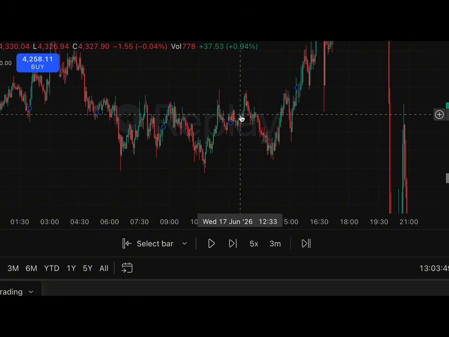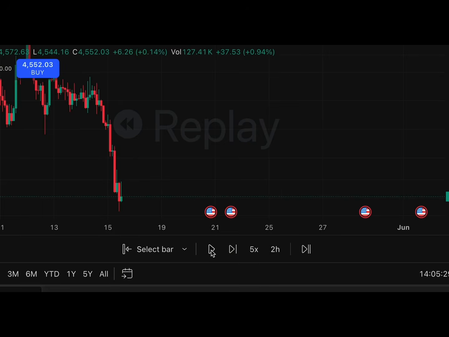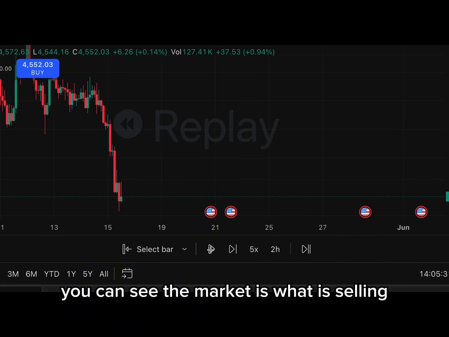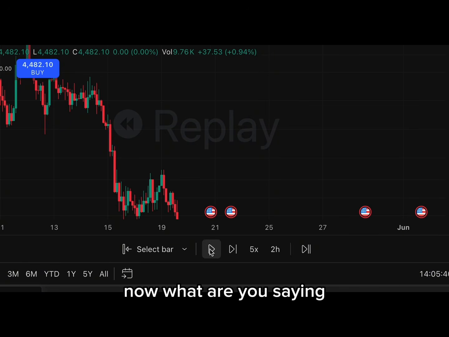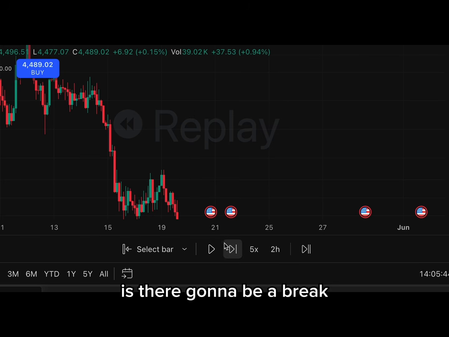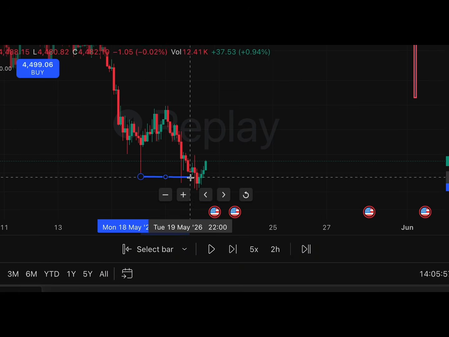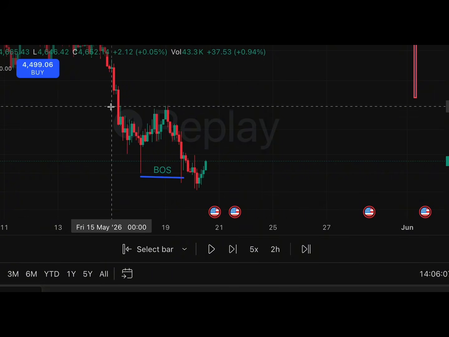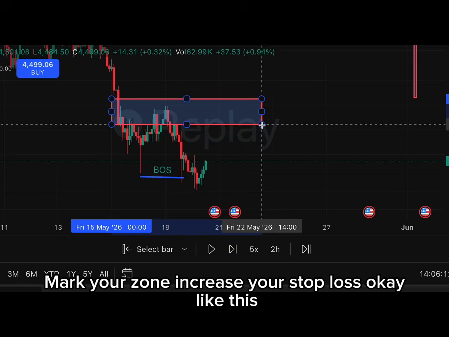Did it TP or not? TP. Now for the supply zone, first you identify the trend. You can see the market is selling. Then look for, okay, now what are you seeing? The market is consolidating around here. Is there going to be a break? There is a break. You haven't increased it. Increase your stop loss. Okay, like this.